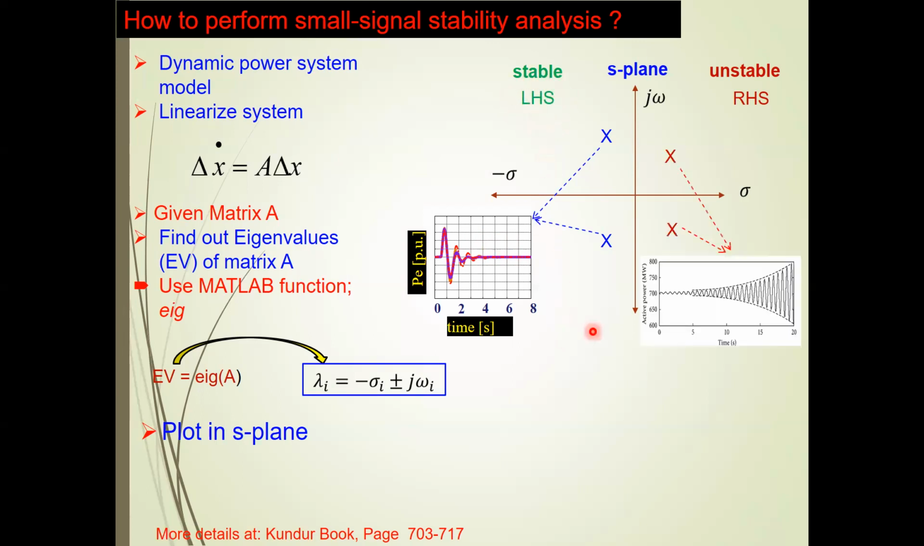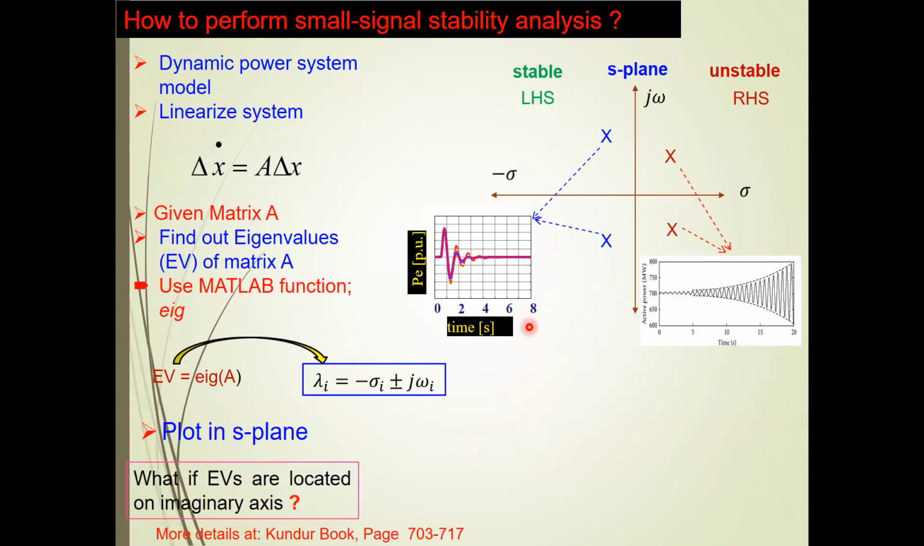But in case the eigenvalues which you obtain are on the right-hand side, then it is obvious that the active power, the electrical power, following the disturbance will have an oscillated response. Since the eigenvalues are located on the right-hand side, there will be an increased amplitude of oscillation. There is an exponential increase in the magnitude of oscillation. If you have it on the right-hand side, the system response is unstable.